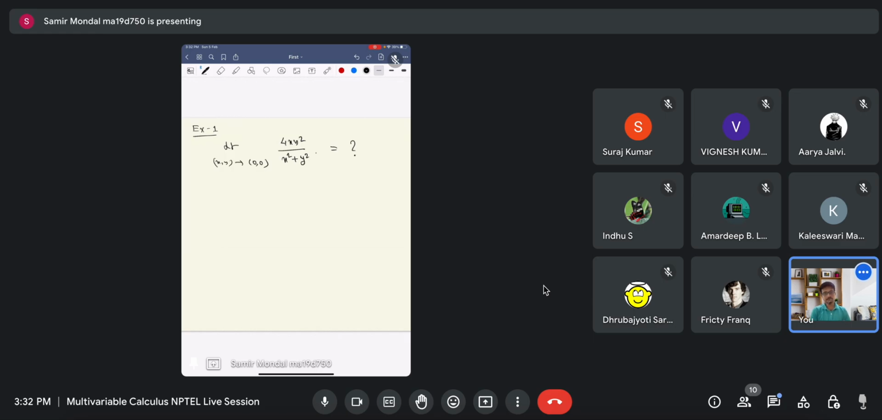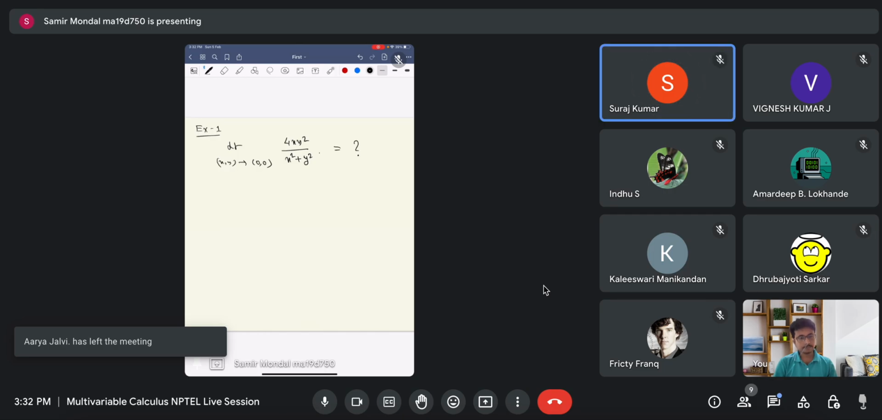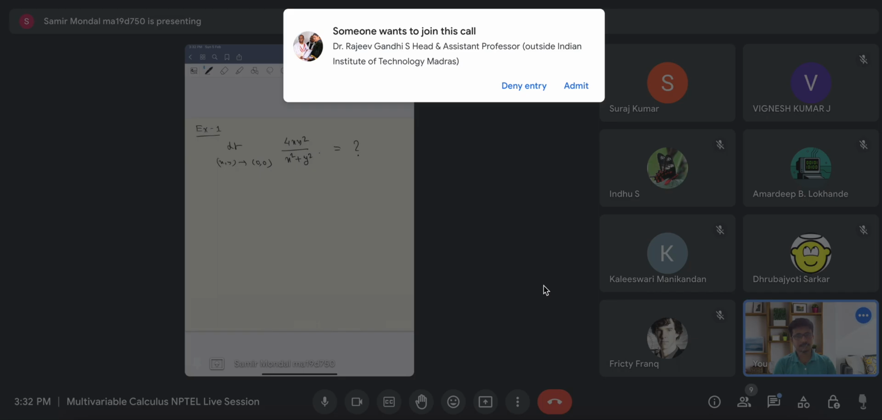Please try to solve this one. Can someone guess what the limit of this function will be? Zero. How? Sir, it is indeterminate. y equals mx. Then what will you get?